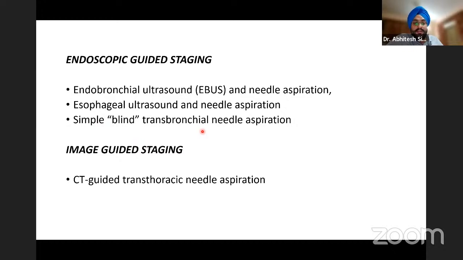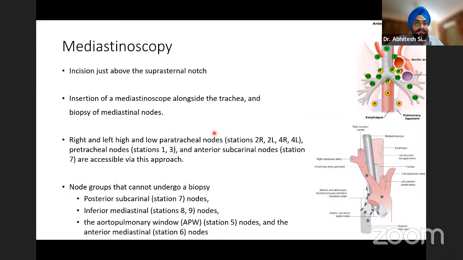The endoscopic staging consists of EBUS, EUS, or a simple blind transbronchial needle aspiration, which is usually done if we don't have a facility for EBUS and there are suspicious subcarinal nodes. Image guided staging can be done via CT guided transthoracic needle aspiration, but it is rarely done by any interventional radiologist owing to the proximity of major blood vessels to the mediastinal nodes.